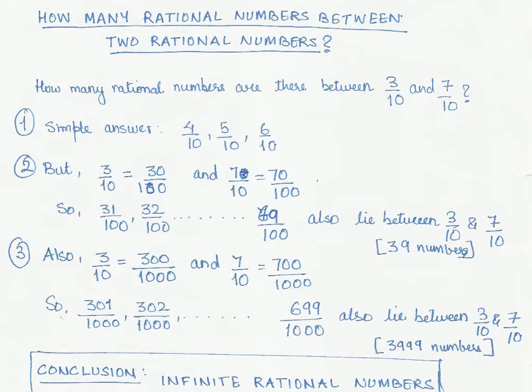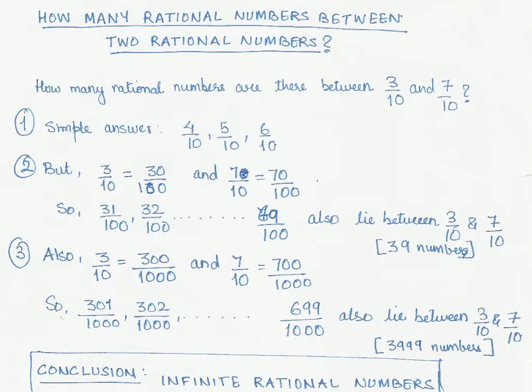Okay friends, in this video we are going to do a very interesting exploration, and we have to try to answer the question of how many rational numbers exist between any two given rational numbers. So let's try to understand this using an example.